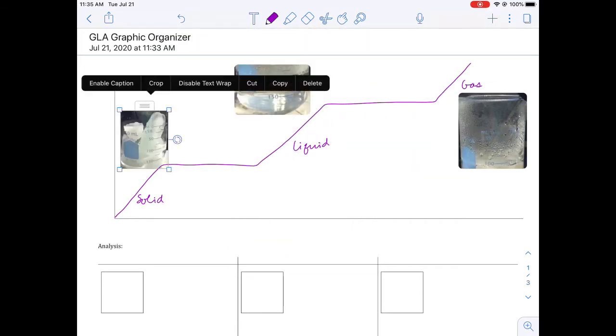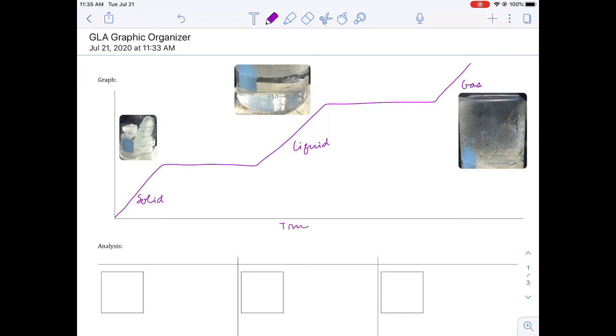So this is where we went from solid water or ice to liquid and then boiling. And so our boiling liquid shows both the liquid and the gas. So water freezes or melts at 0 and boils at 100.